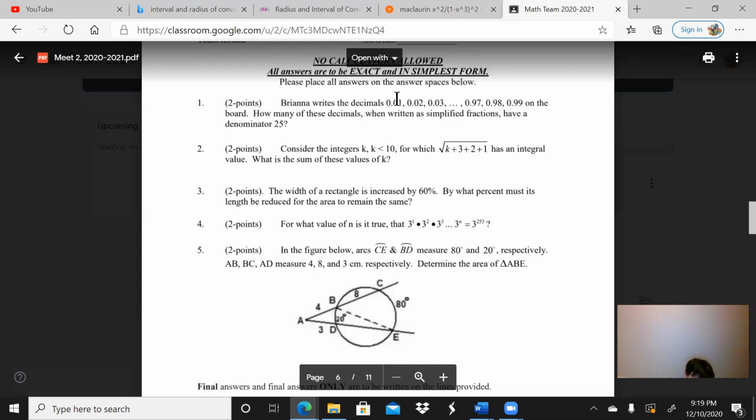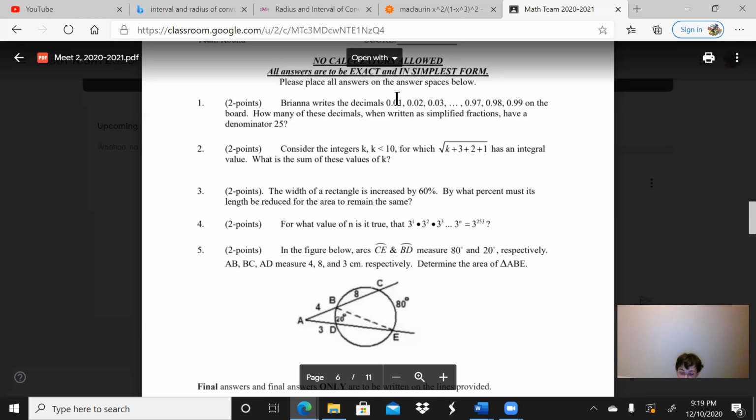Okay. And number 5, in the figure below, arcs CE and BD measure 80 and 20 respectively. AB, BC, AD measure 4, 8, and 3. Determine the area of ABE. Ooh. Oh, I know what they're... Oh, no. You have to use Heron's formula? Oh, wait, no, you don't. That's actually a trick. That's actually a trick question right there.